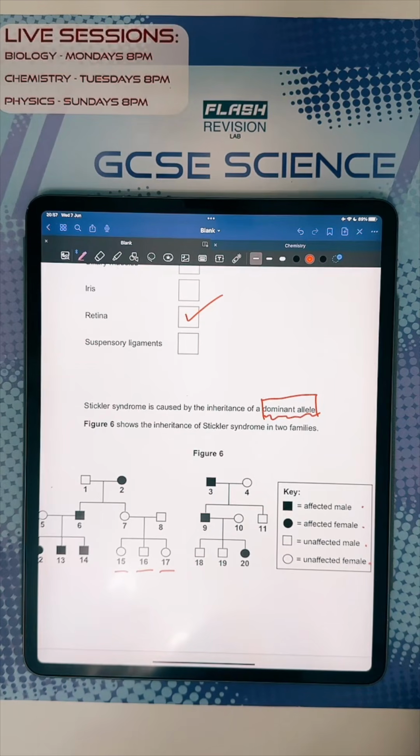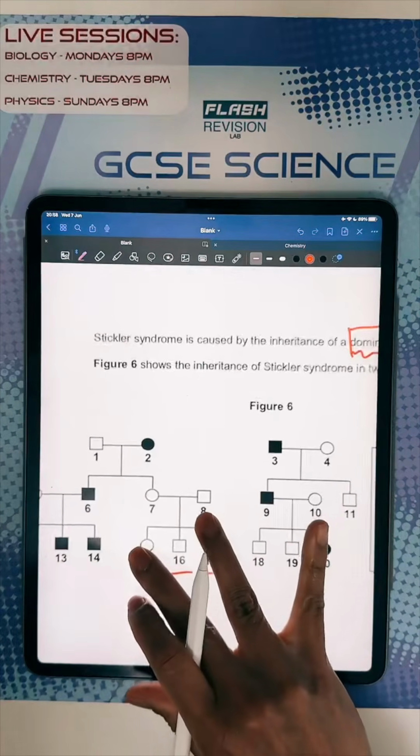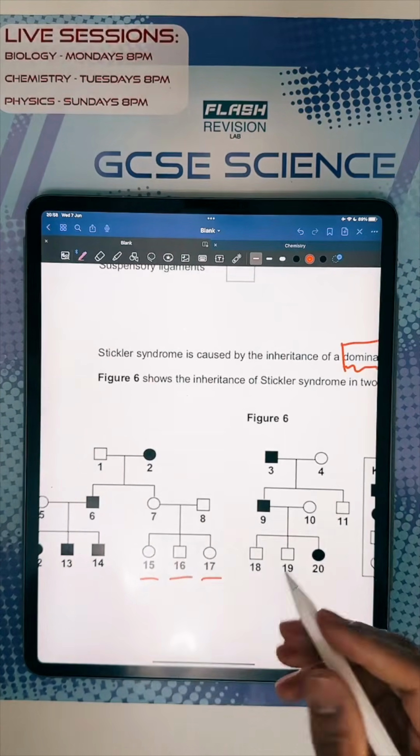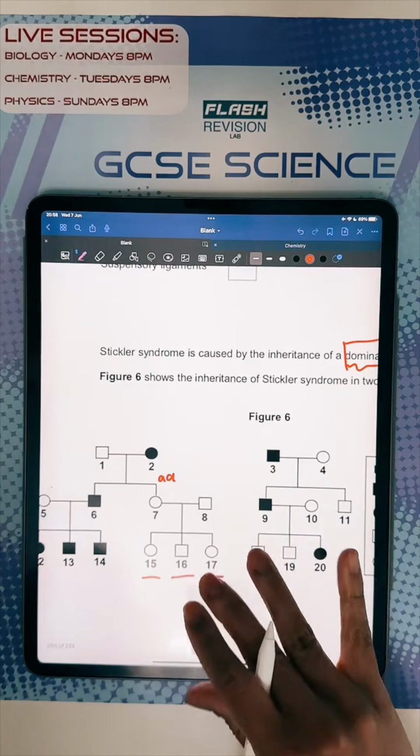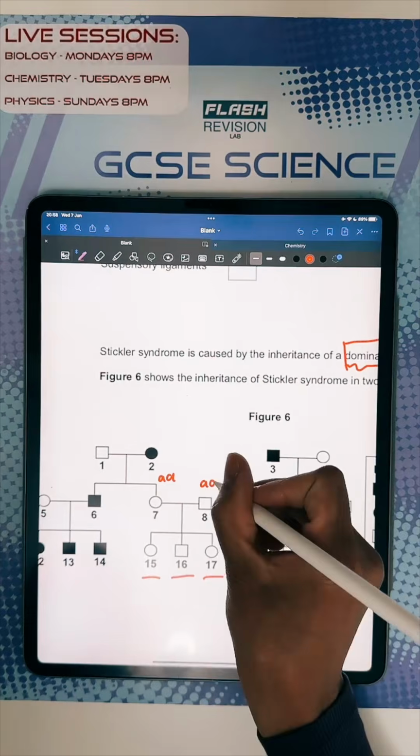Parents are not carriers. They're not carriers, no. You can't have a carrier for a dominant disease. You can only have carrier for recessive diseases. They're homozygous recessive. Okay, look. These parents, 7 and 8, they can only be this. They can only be small a, small a, small a, small a.